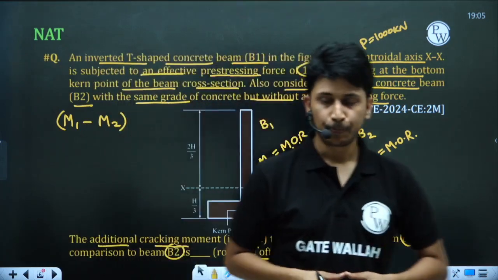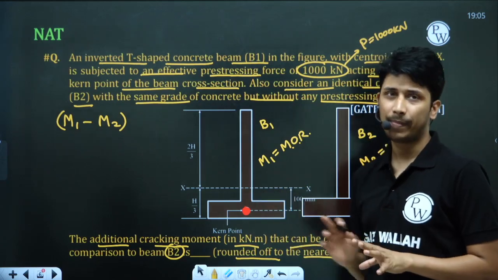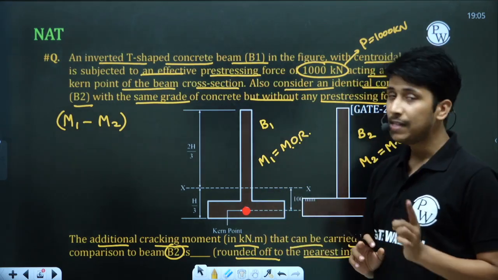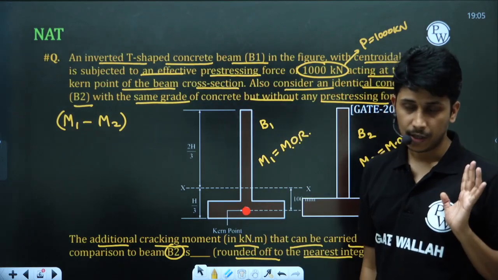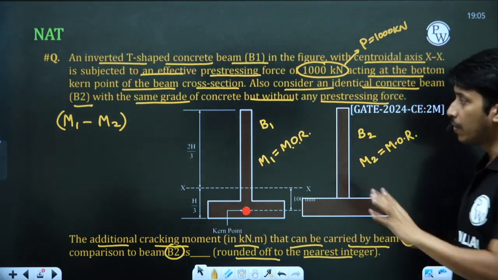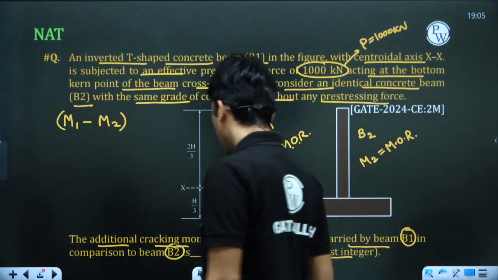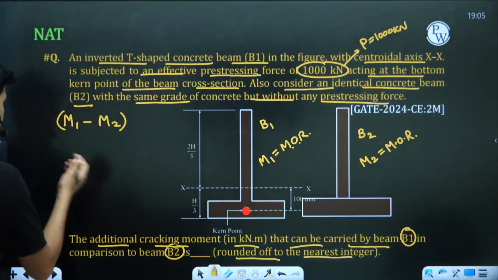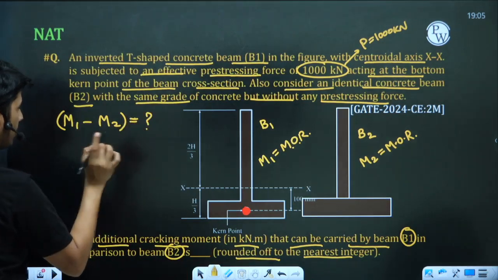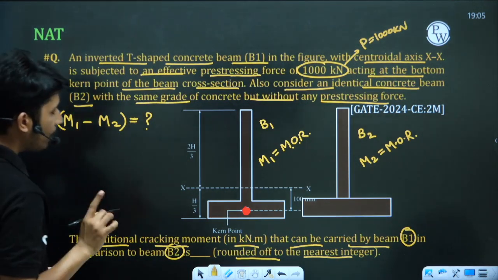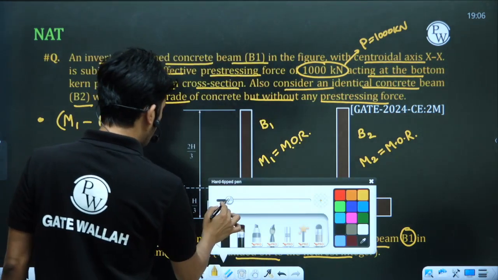How will we move ahead? So first of all, you must know that this is not a symmetric beam. This is a non-symmetric beam, which means the section modulus at top and bottom will be different. First of all, we will calculate the section modulus, because whenever we are talking about the moment of resistance, we must know the section modulus. Always remember, whenever we have to calculate moment of resistance, we have to calculate section modulus. So we are calculating section modulus first.